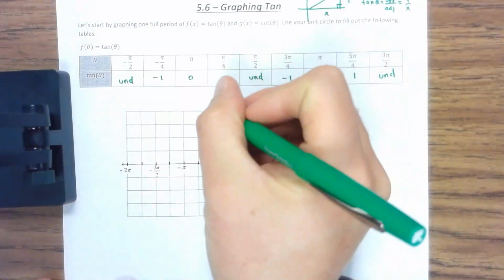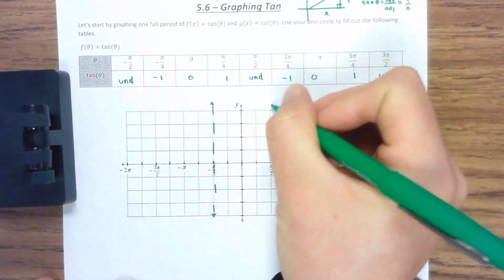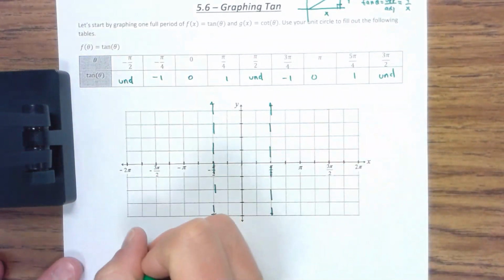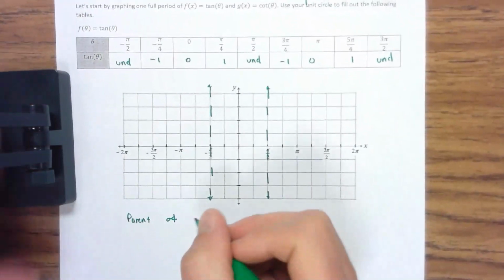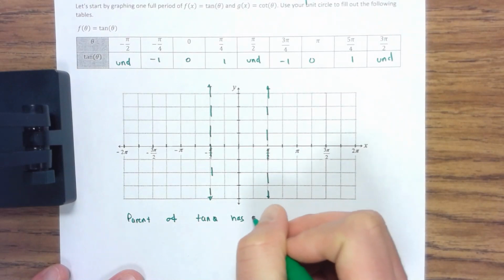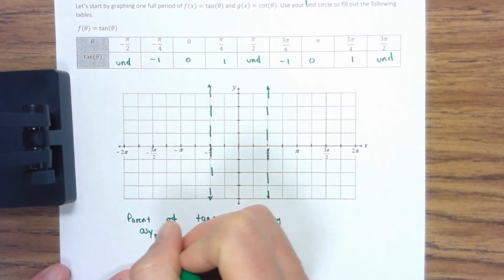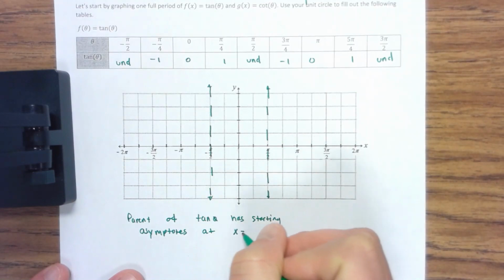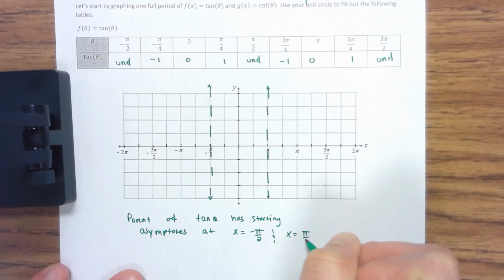So our starting asymptotes are here at negative pi over 2 and positive pi over 2. And I want us to make a note of that: the parent of tangent theta has starting asymptotes at x equals negative pi over 2 and x equals positive pi over 2.